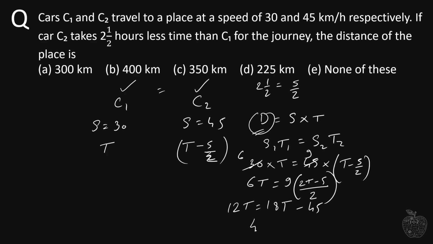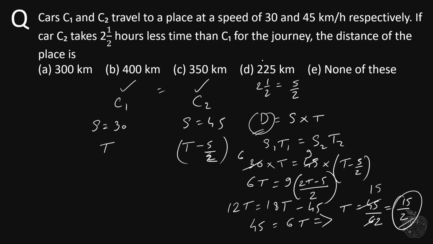This 45 goes on the left hand side. So we get 45 is equal to 18t minus 12t, which is 6t. So we get our answer. t is equal to 45 by 6, or we can say that it is 3 twos are 6, 3 ones are 3, 3 fives are 15. So it is 15 by 2 hours.